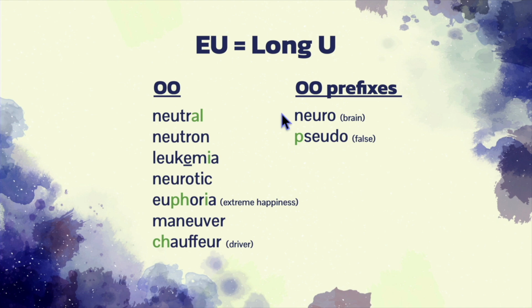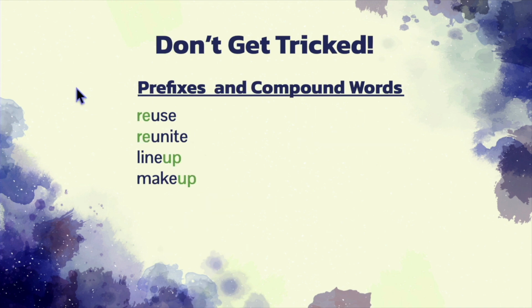There are also some prefixes that use the U sound of EU, like neuro, which means brain, and pseudo. Note that this P is silent. Pseudo means false. But be careful not to get tricked. You need to watch out for prefixes and compound words. Like right here we have an EU, but the E is part of the prefix re, so we have the word reuse and reunite. Right here we have an E and a U, but they're from two separate words. The words line and up that make line up, and here we have the word makeup.